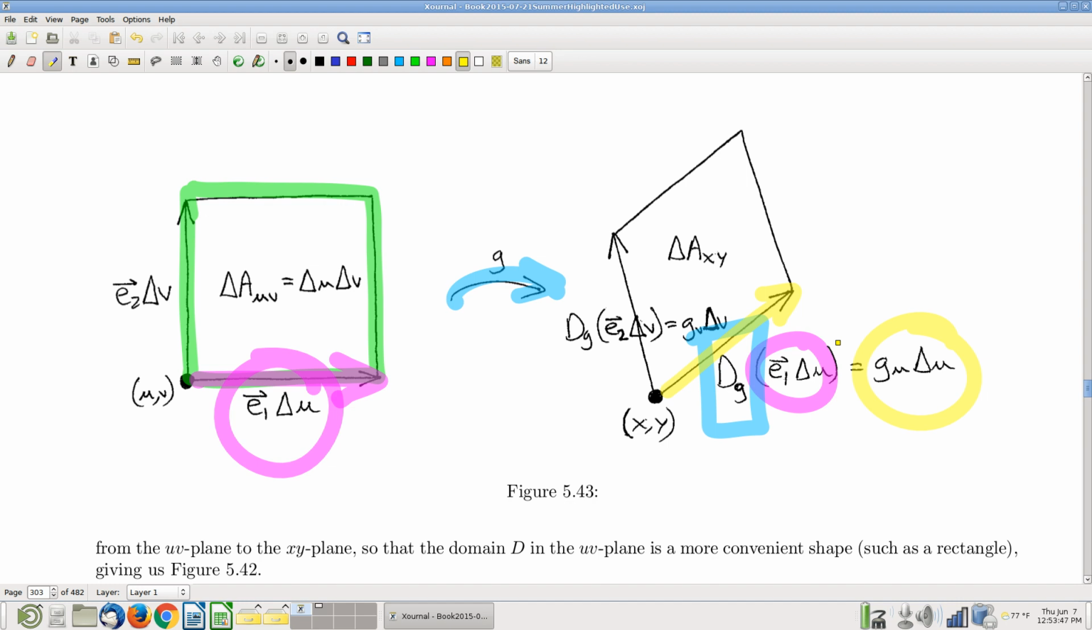Oh, we're assuming that everything's differentiable. Yeah, that's a great concern. Absolutely. We have to assume everything's differentiable. Yep. Absolutely.